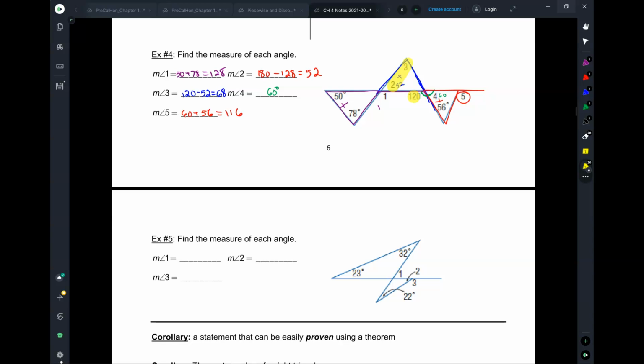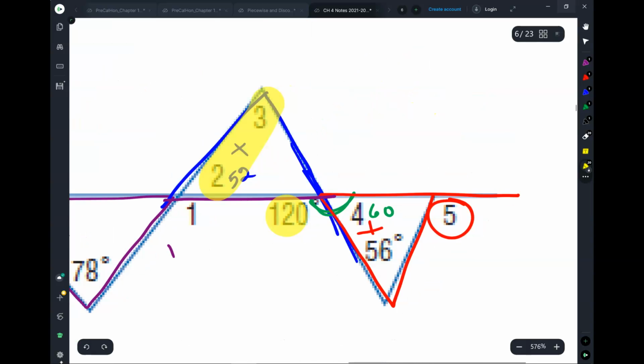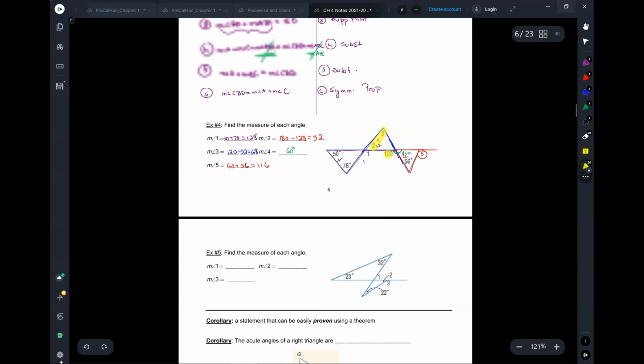Look at just that blue triangle. Okay? This 120 is an exterior angle. It equals the sum of the two remote interior angles. So it equals 2 and 3 summed up. Oh, so 50, got it. Right, okay. So let's move on.